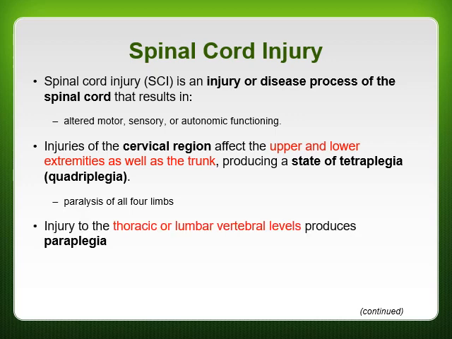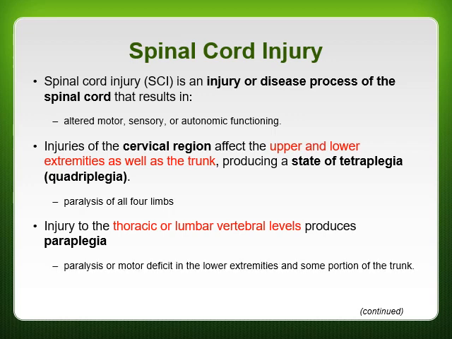If you have injuries to the spinal cord a little bit further down in the thoracic region or the lumbar region, that can lead to paraplegia, which is paralysis or motor deficit in the lower extremities and some portion of the trunk. Pretty much depending on the height at which the injury occurs, is going to affect pretty much everything underneath it. That's a quick rule of thumb. Again, maybe not exact scientific, but if you're looking for a quick way to remember it, that's as good as any.